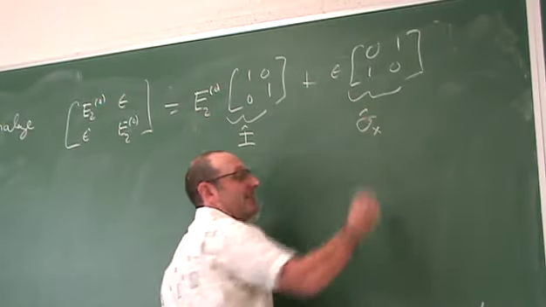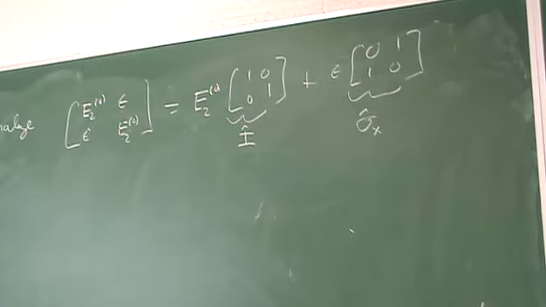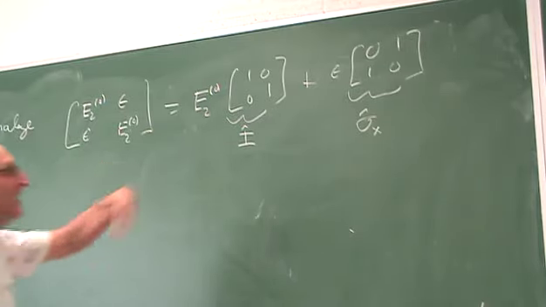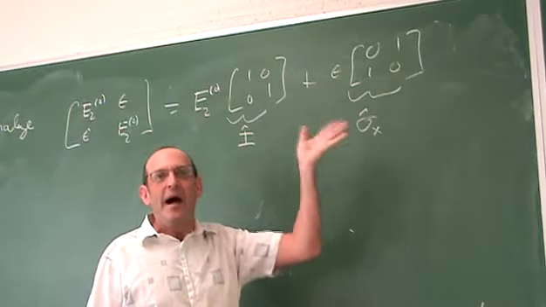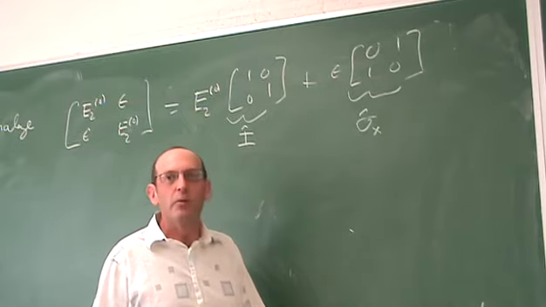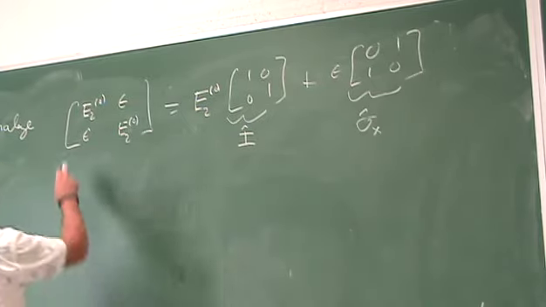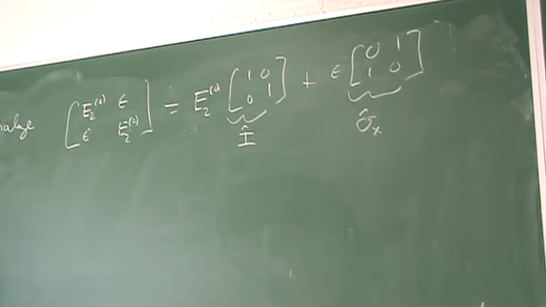This has nothing to do with the spin of the electron. Nothing, not a darn thing. It's a 2 by 2 matrix, and every 2 by 2 matrix can be written in terms of the Pauli matrices. So, what are the eigenvalues of this 2 by 2 matrix? Anybody? What are the eigenvalues of sigma x? Plus or minus 1.